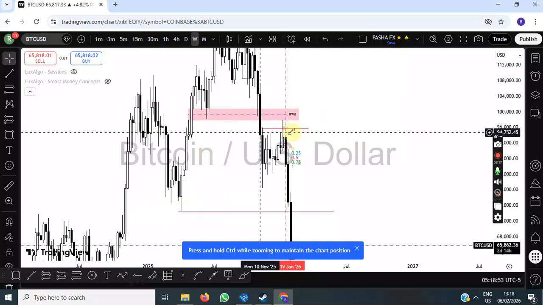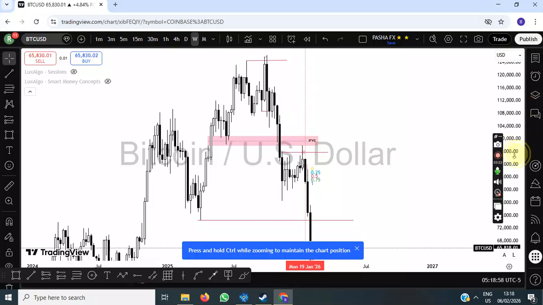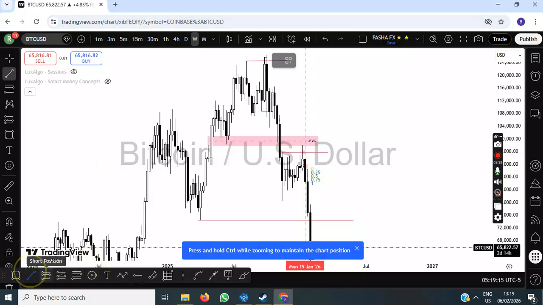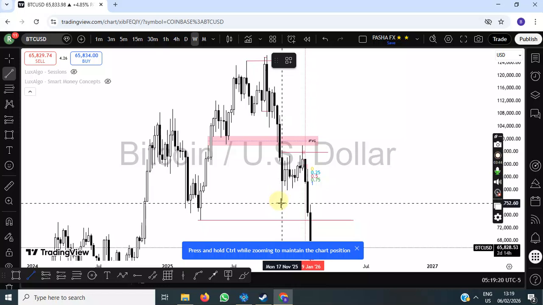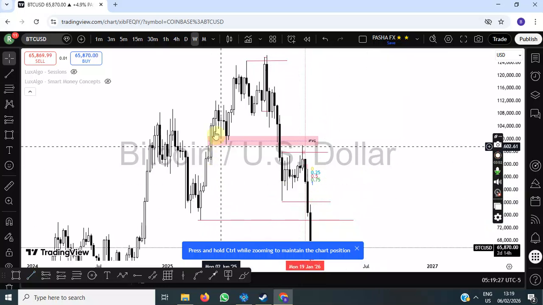So after price inverted this fair value gap, wow, this is awesome, guys. Look at how price inverted and then came back, swept this liquidity, closed inside the range. Another sign of reversal that price wants to move lower. So always take partials. This is why I was taking my partials first before I got to my final target.